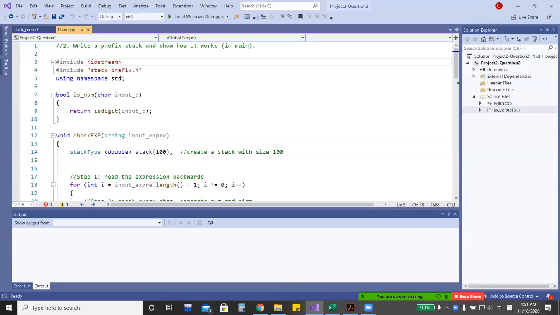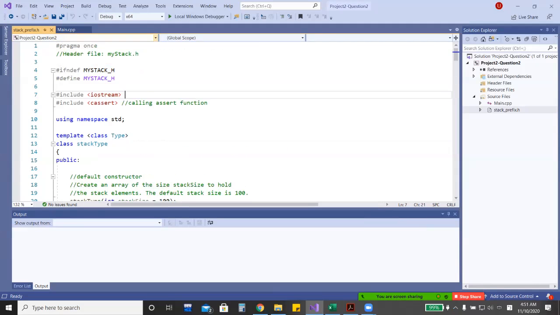Question number 2 of homework 2 is to write a prefix stack and show how it works. The prefix stack, of course, we have to use the stack data memory structure for this code.